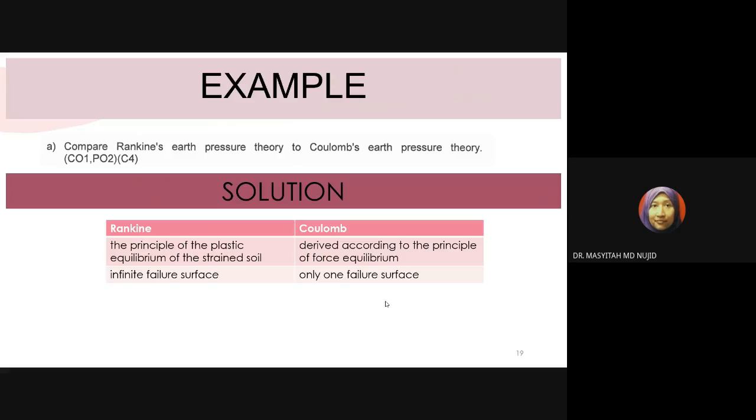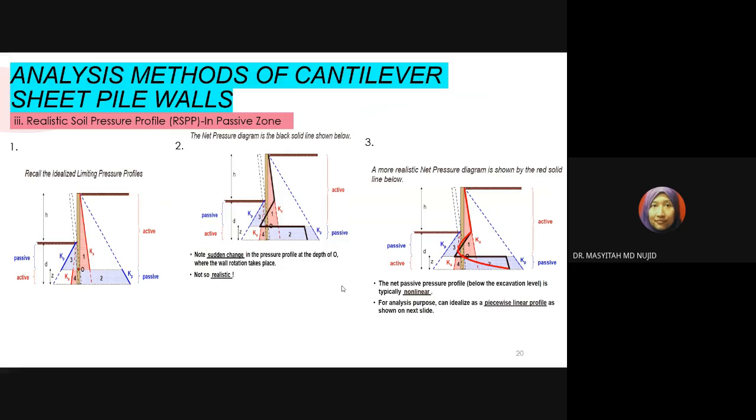One example question theoretically, what you need to understand or memorize, is the differences between the Rankine theory and the Coulomb earth pressure theory. For example, the Rankine theory is based on the principle of plastic equilibrium of the strained soil with infinite failure surfaces, while Coulomb is derived according to the principle of force equilibrium with only one failure surface. This is just one example of theory, but there are many opportunities for theory questions to be asked in the test and also in the final assessment.